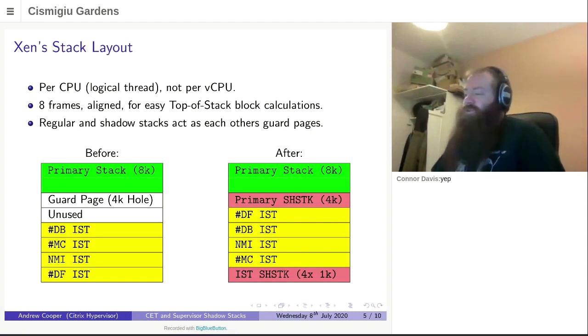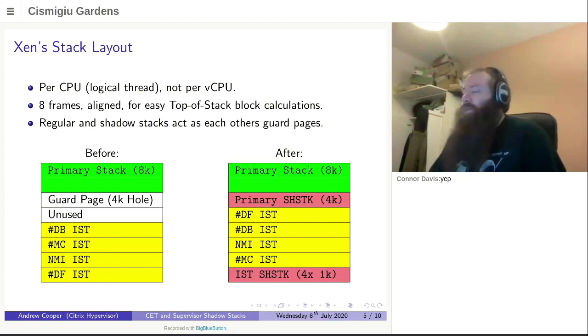We need 1 interrupt shadow stack per regular interrupt stack, so we have 4 of them. The shadow stacks only contain control flow information. You don't spill data to them, so the quantity of data on a shadow stack is rather smaller than a regular stack. So 1 kilobyte shadow stacks leave you a call depth of 127 calls once you've taken the token into account, and that's more than enough for our fault handlers there.